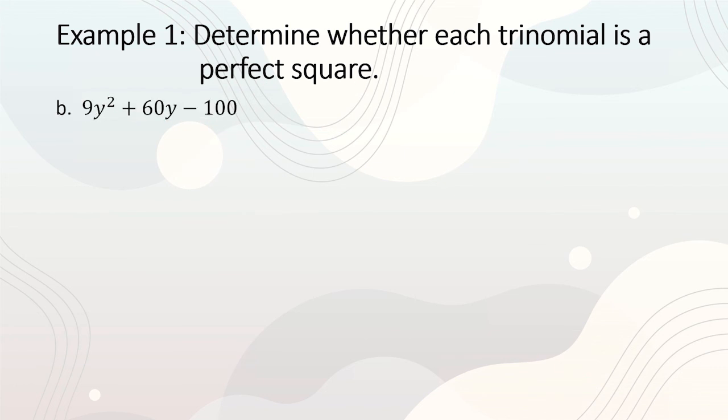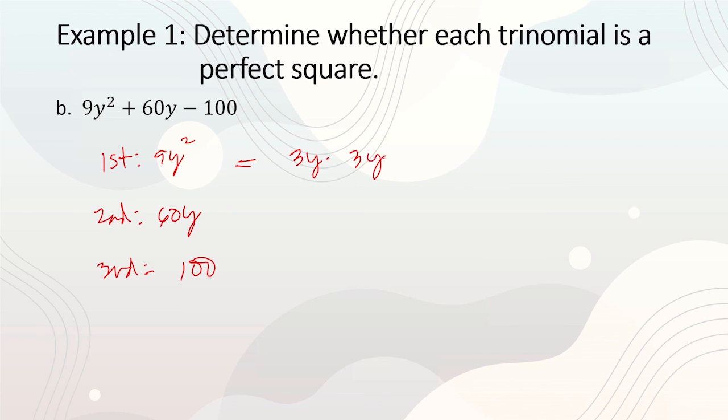Okay, let's have another example. Still, we are asked to determine whether each trinomial is a perfect square or not. 9y squared plus 60y minus 100. The first term here is 9y squared. The second term is 60y, and the third term is 100. Now, the first term is 9y squared, which is a perfect square because it's 3y times 3y. While the 100 is a perfect square as well. So that's 10 times 10.